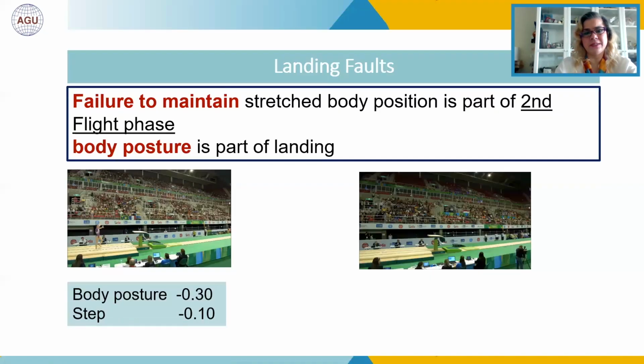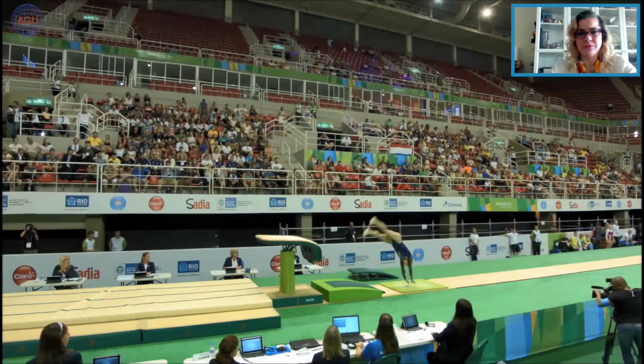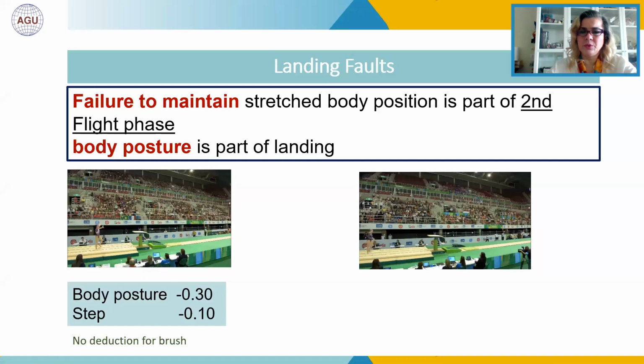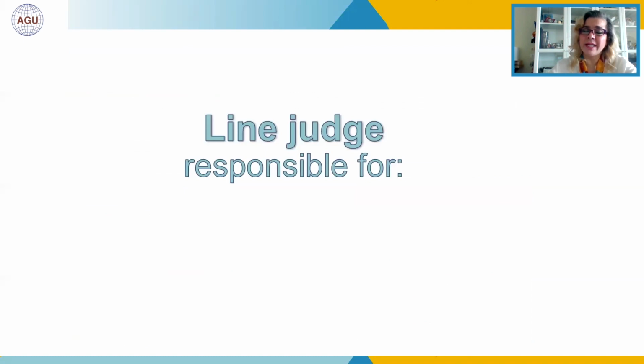Okay, we got here 0.3 for body posture. You could see how she was bending forward, and 0.1 for the step. No deduction for brush apparatus, remember, unless it's clear support on the mat with the hands. Then we consider it a fall. Let's see the other example. Okay, in here we got 0.1 for body posture, 0.1 landing legs apart, and 0.3 for the big step. I hope it's clear. Let's move to the line judge.